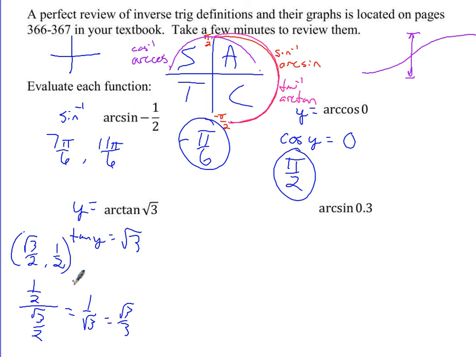Try pi over 3. At pi over 3, these two coordinates right here are actually flipped. So for pi over 3, that gives me the square root of 3 over 2 divided by 1/2. Leave it, change it, flip it here. The 2's will cancel, and I'm left with the square root of 3. So that means that you found it. It is pi over 3.